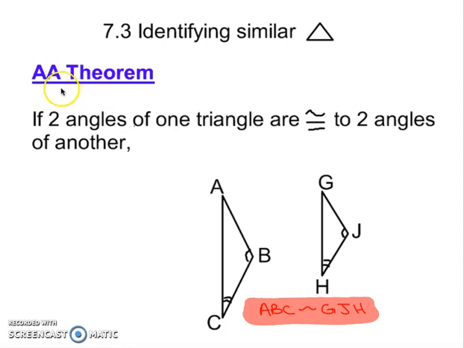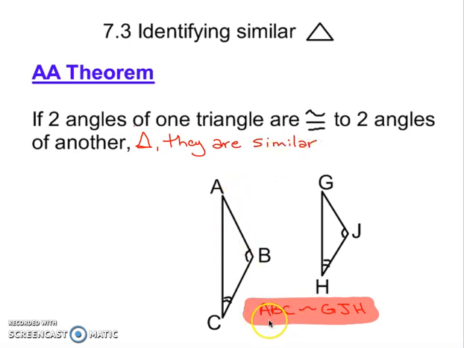Our first similarity theorem is the angle-angle theorem, which states if two angles of one triangle are congruent to two angles of another triangle, then we say they are similar.